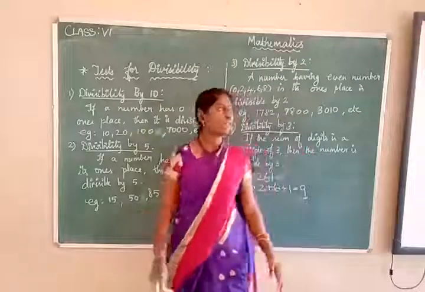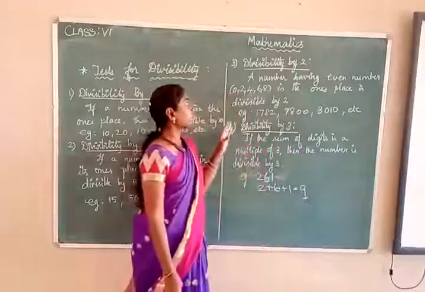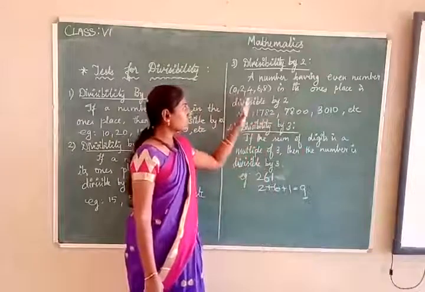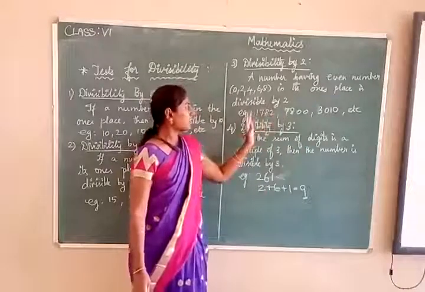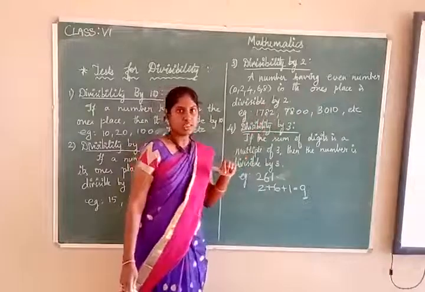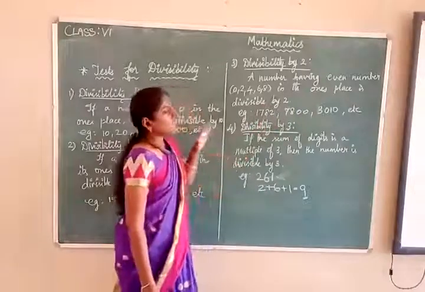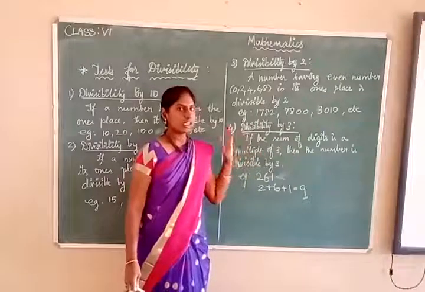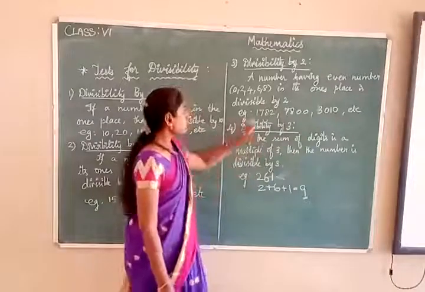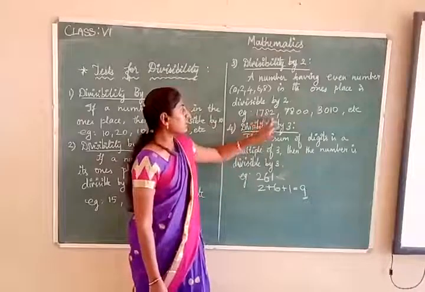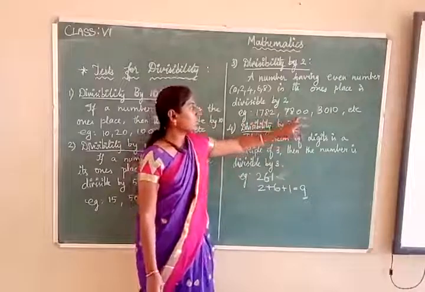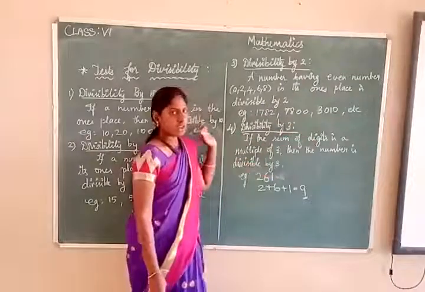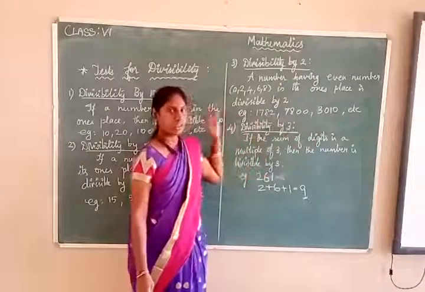Now coming to the next one, divisibility by 2. A number having an even number 0, 2, 4, 6, 8 in its ones place is divisible by 2. Is it clear? So any number having an even number in its ones place is divisible by 2. Listen here: 1782, 7800, 3010. All these numbers are ending with even numbers and they are all even numbers, so they are divisible by 2.